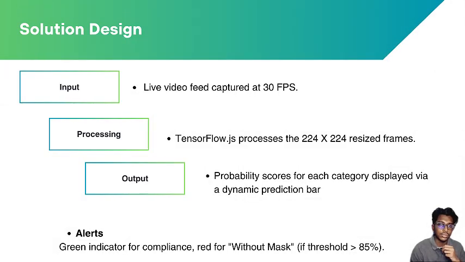Now let's see about solution design. The first one is input, which is live video feed captured at 30 frames per second, and processing is using TensorFlow.js to process the 224 by 224 resized frame, and the output is probability score for each category displayed via a dynamic prediction bar. Alerts is green indicator for compliance, red for without mask if threshold is more than 85%.